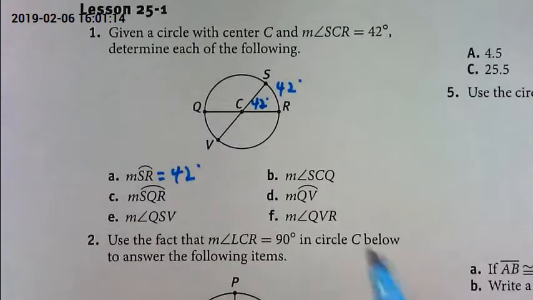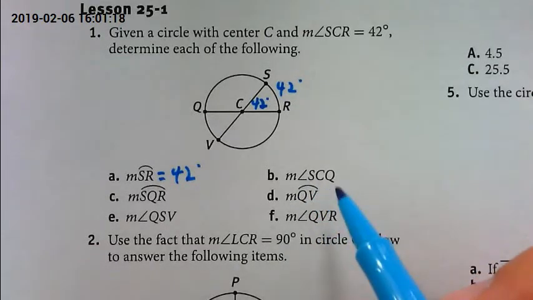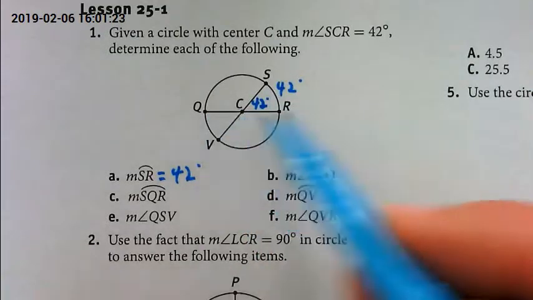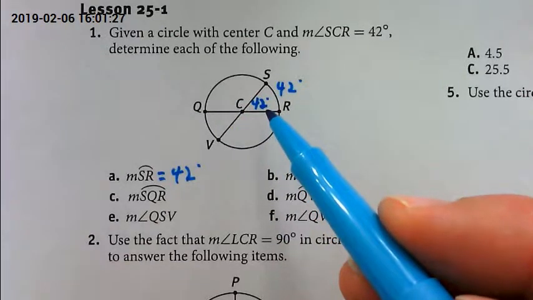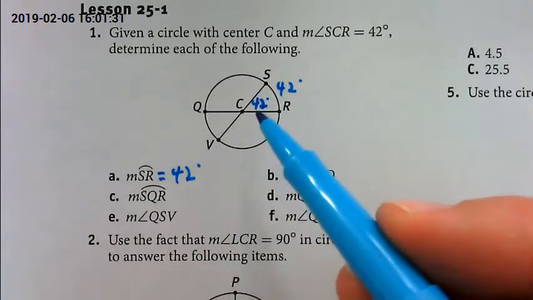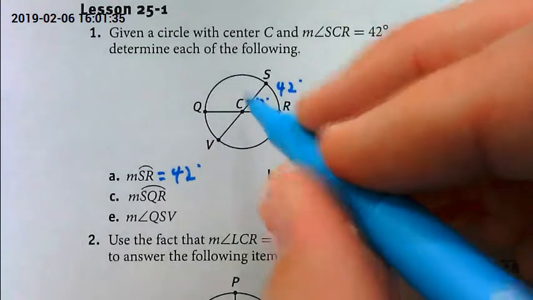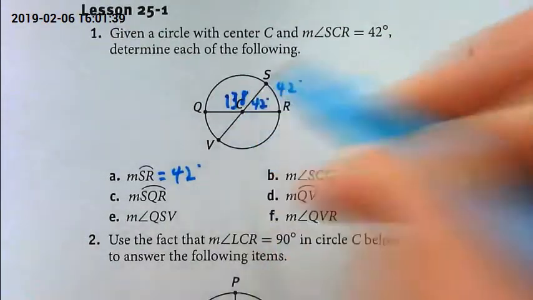Now, on part B, measure of angle SCQ. Well, SCQ and SCR, those two angles together add up to 180. They're a linear pair, which means that they have to be supplementary. They add up to 180. So 180 minus 42 is going to give us 138.